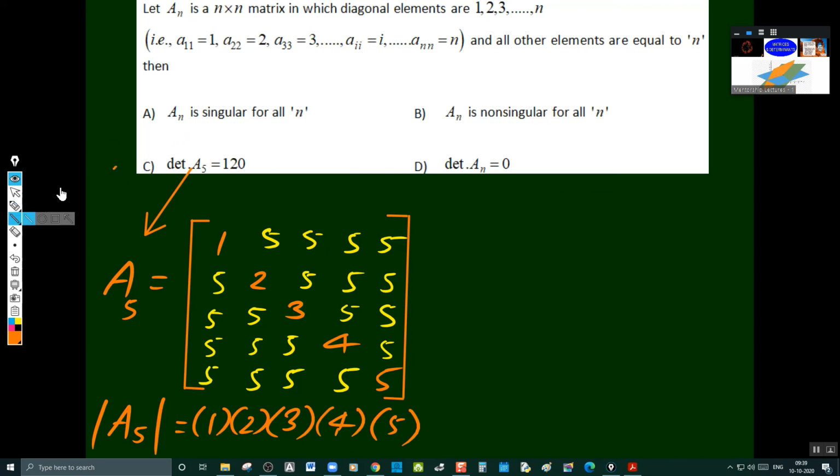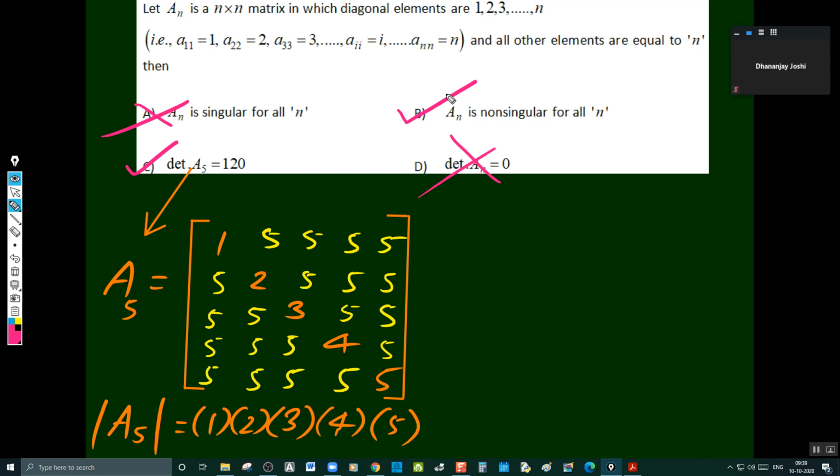What about the rest of the answers? Anyone in the class? Sir, B also will be correct. A is singular for all n is wrong because you will get some other value other than 0. A is non-singular for all n, B correct. Determinant of A_n is 0 is wrong. So what are the options here? B and C. Any doubts, please? No, sir.